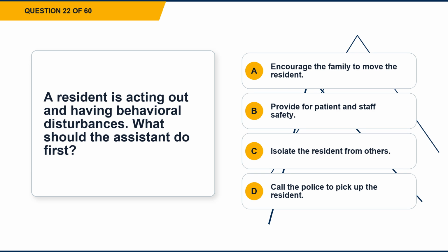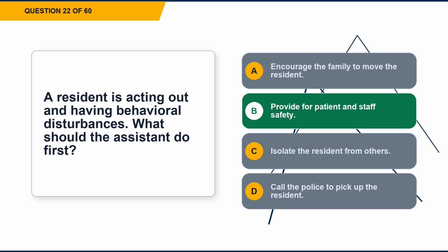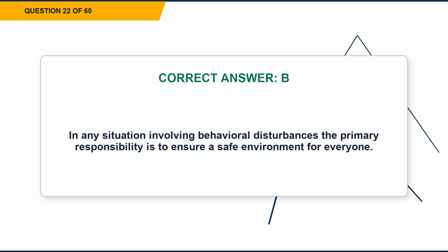What should the assistant do first? Option A, encourage the family to move the resident. Option B, provide for patient and staff safety. Option C, isolate the resident from others. Option D, call the police to pick up the resident. The correct answer is option B, provide for patient and staff safety. Explanation. In any situation involving behavioral disturbances, the primary responsibility is to ensure a safe environment for everyone.